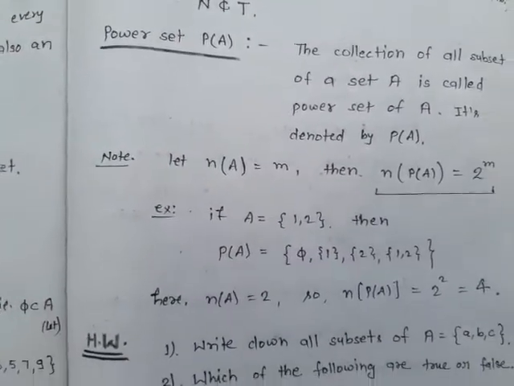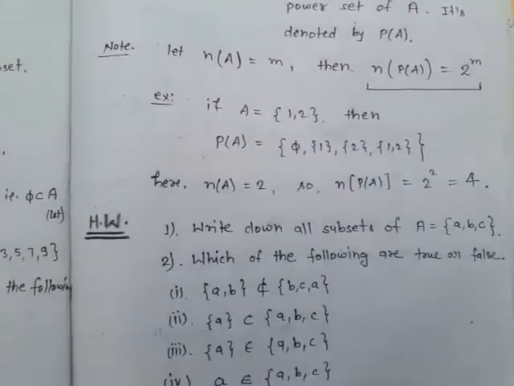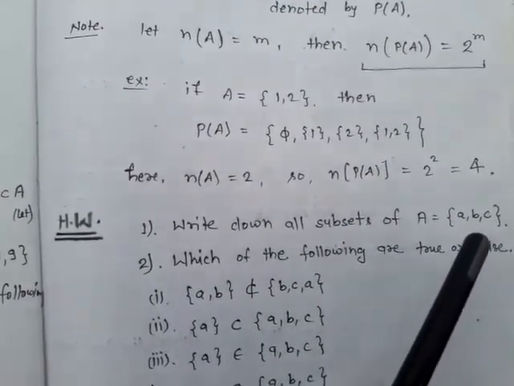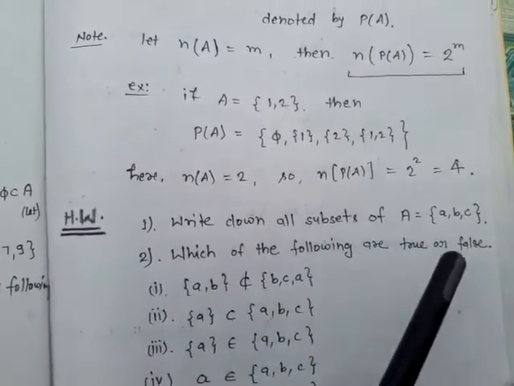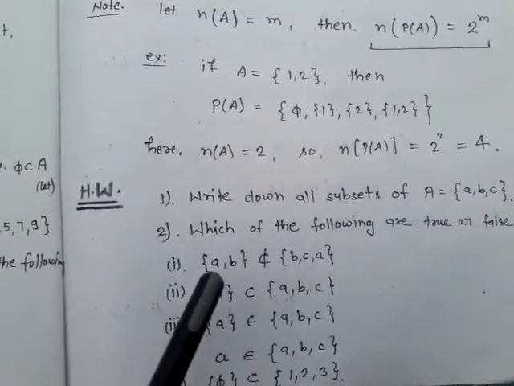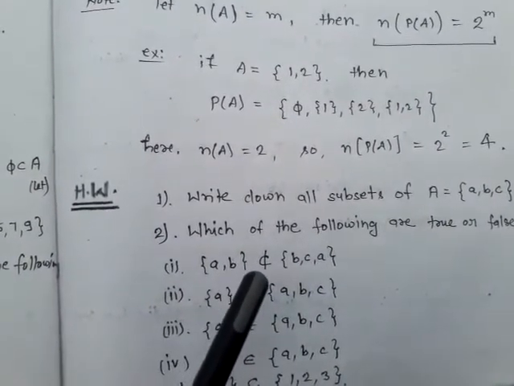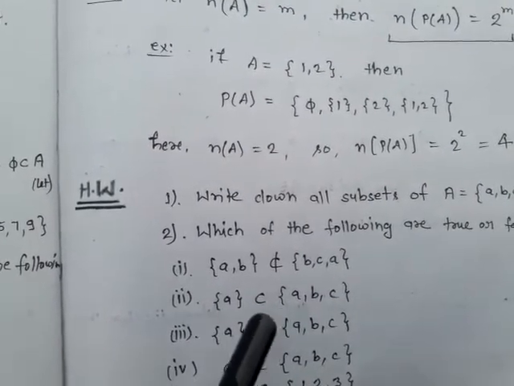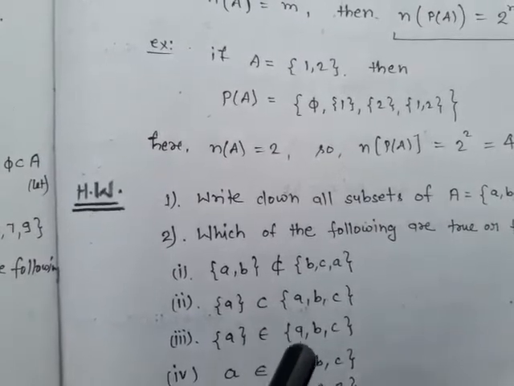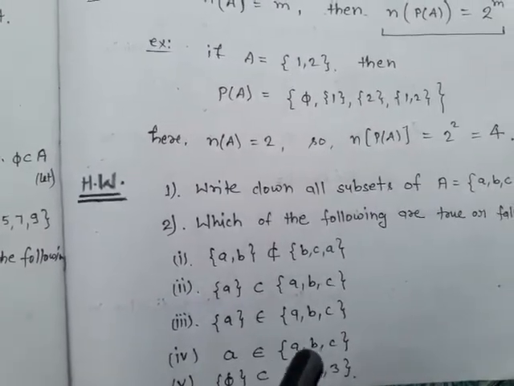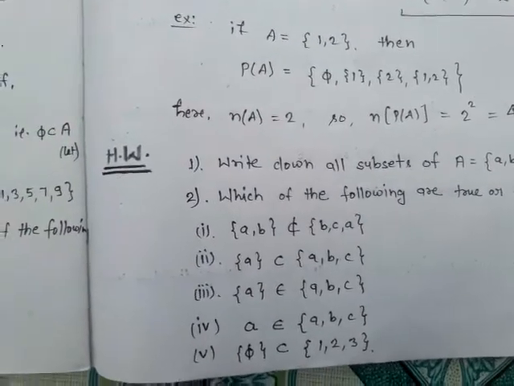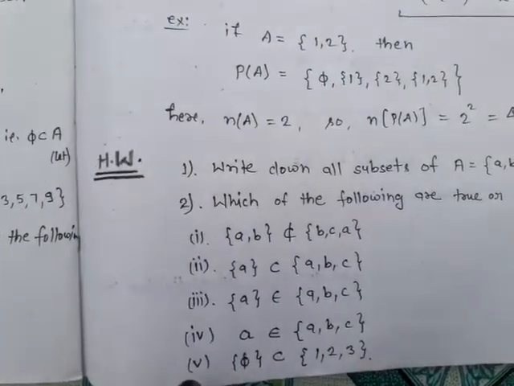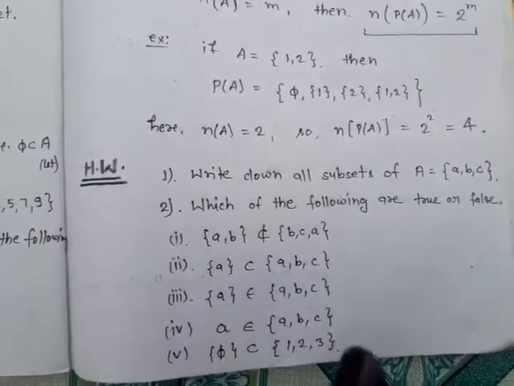Using this you can solve your homework. Write down all subsets of the set A equal to {a, b, c}, and say which of the following are true or false. First one: set {a, b} is not a subset of {b, c, a}. Set {a} is a subset of {a, b, c}. Set {a} belongs to {a, b, c}. a belongs to set {a, b, c}. Set phi belongs to {1, 2, 3}. These are the 5 examples. You can decide true or false. Thank you.